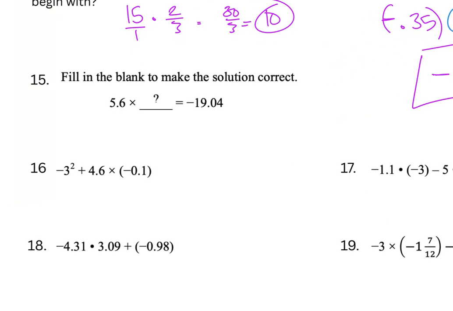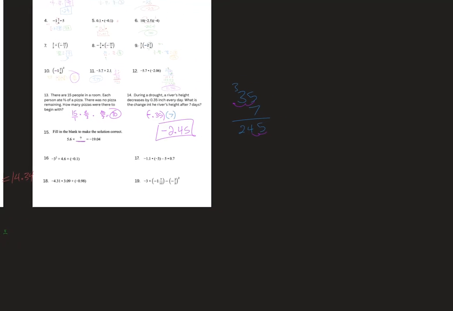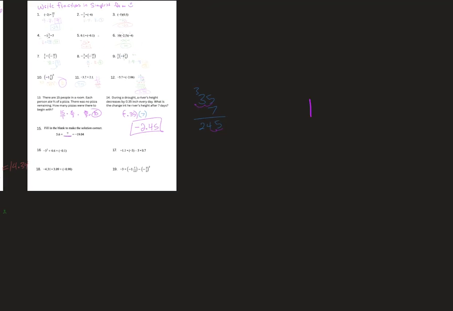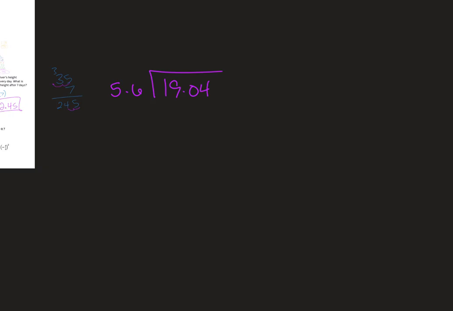Fill in the blank to make the solution correct. Well, this is 5.6 times, we don't know, equals this. You can do division here, and that's pretty much what I'm going to do. So how do you do that? I'm going to do 19.04 divided by 5.6. And if you are someone who likes the box method, well, we can kind of do this with a box, right?